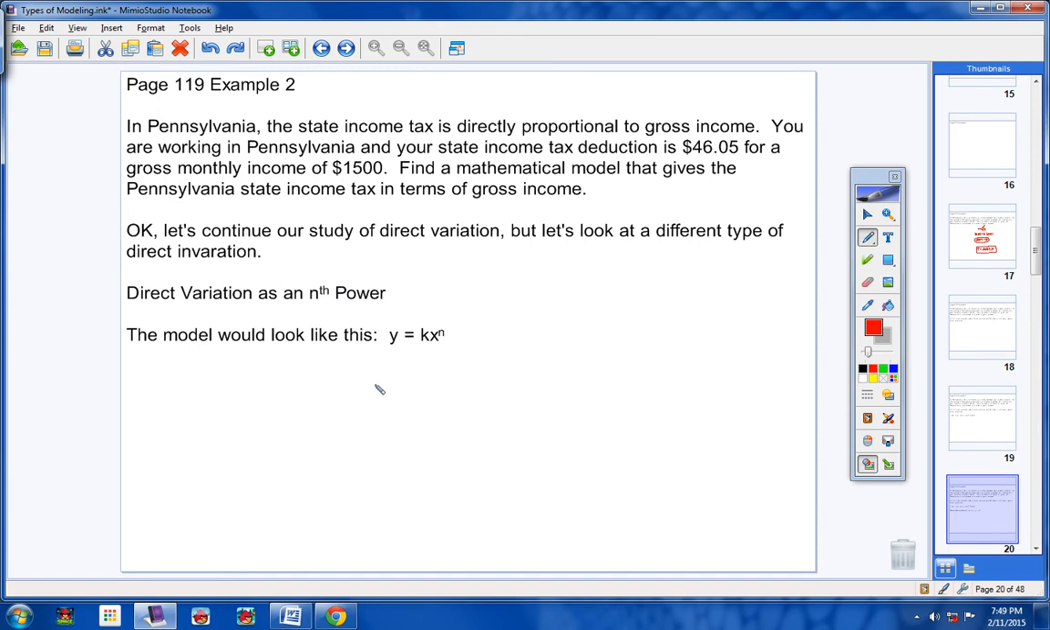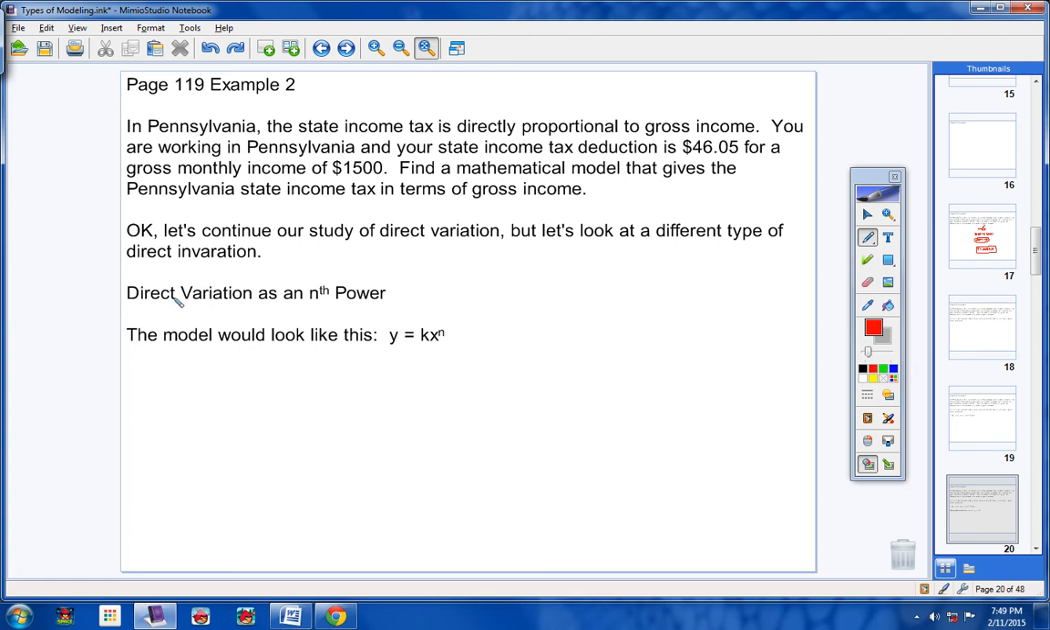The model looks like this. y equals k x to the n power. So everything's still the same, students. You've got your y, then your equal sign, then your k, then your x. The only small difference is now your x is going to have an exponent n. So that's the model we're going to use whenever we have direct variation as an nth power.